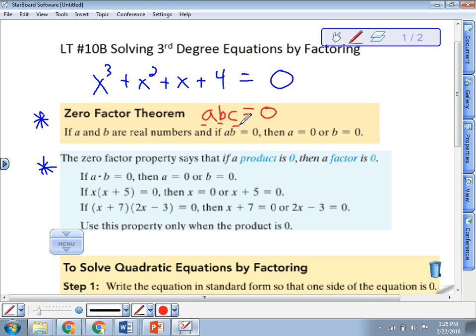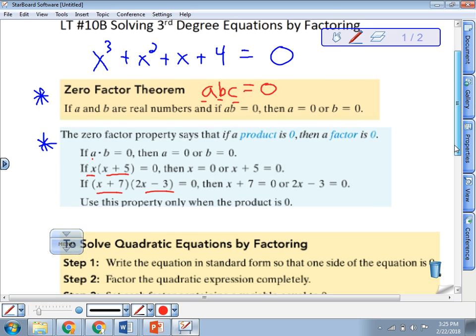One of them has to be 0. So in this lesson, we're going to have three numbers. This holds true whether it's factors and just a constant, or if it's just two factors. Set them equal to 0. If the product equals 0, one of them has to be 0.